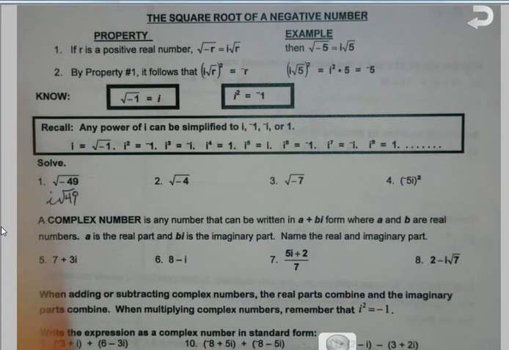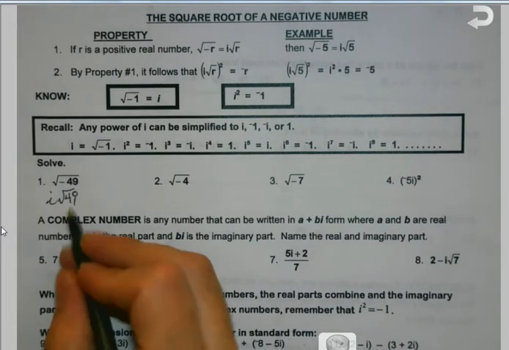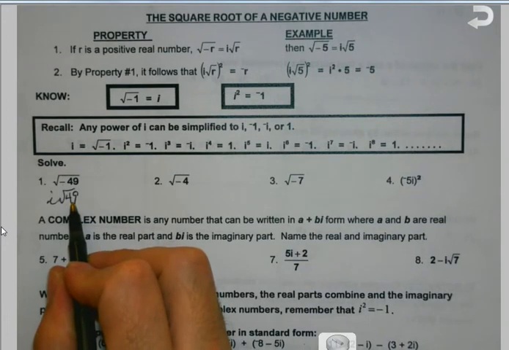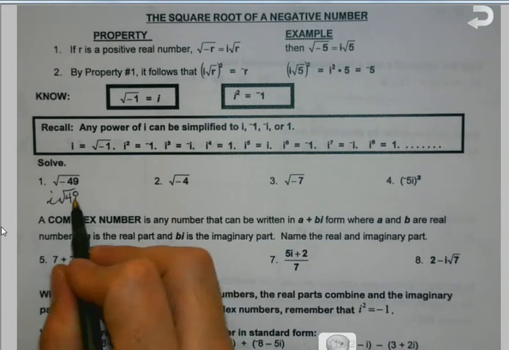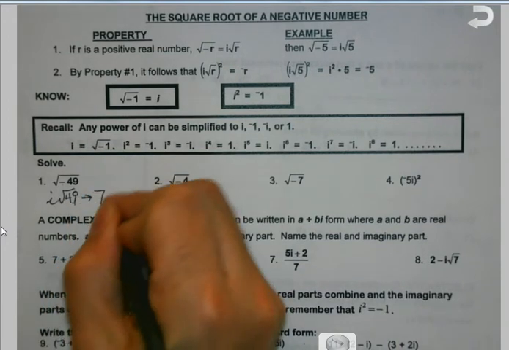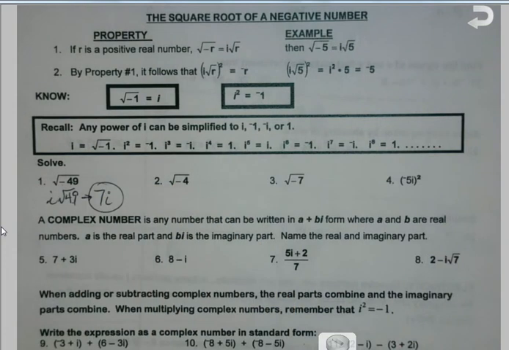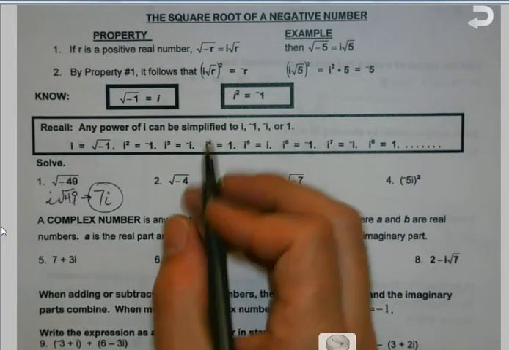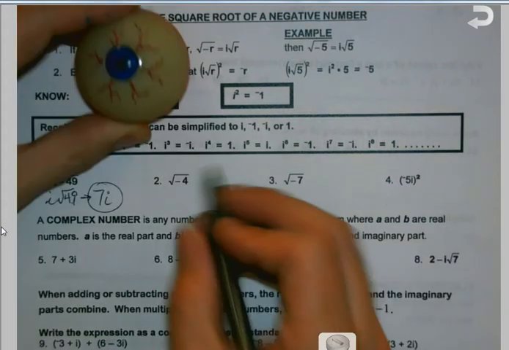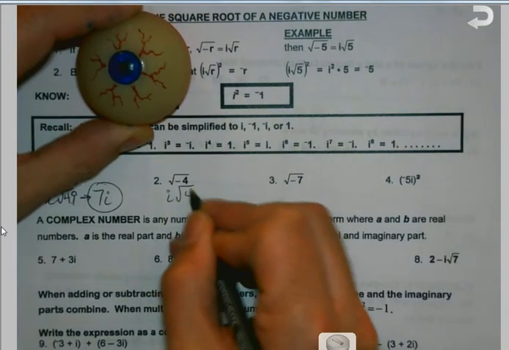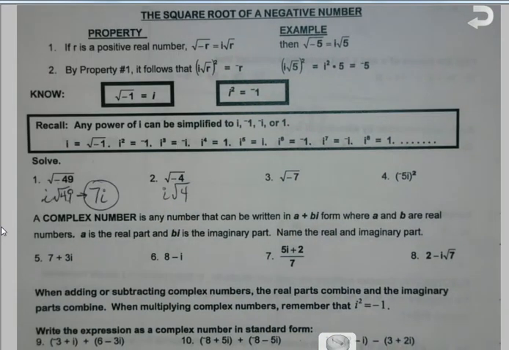I mean, if you literally need to go Halloween graphic here, think about it like you're literally pulling your eye out when you're doing these. That becomes positive then, and hey, the square root of 49 comes out nice. That's just 7. So this is going to be 7i. But whenever you see that negative, just keep telling yourself, pull an i out. That gets all the negativity out of it.